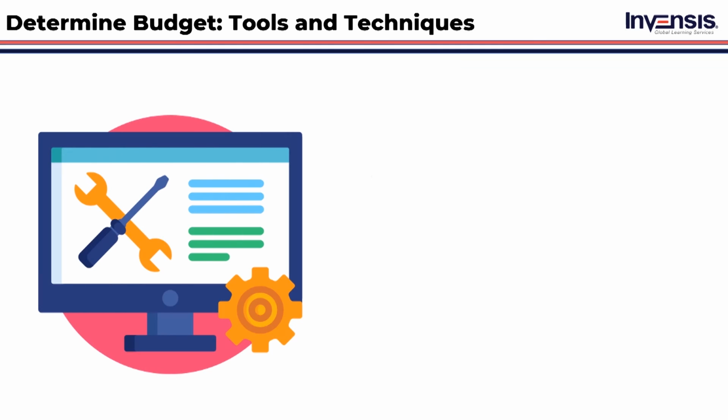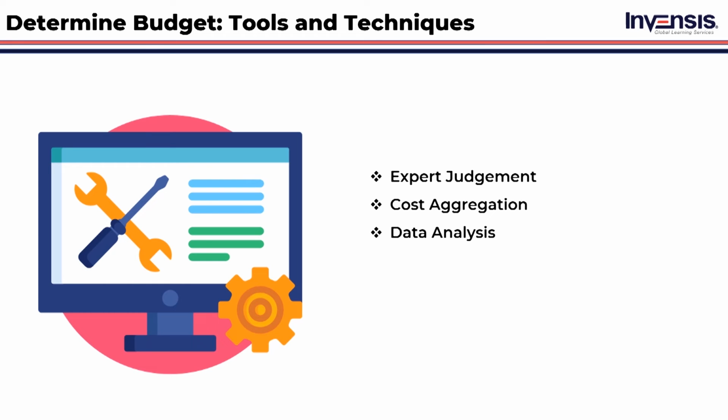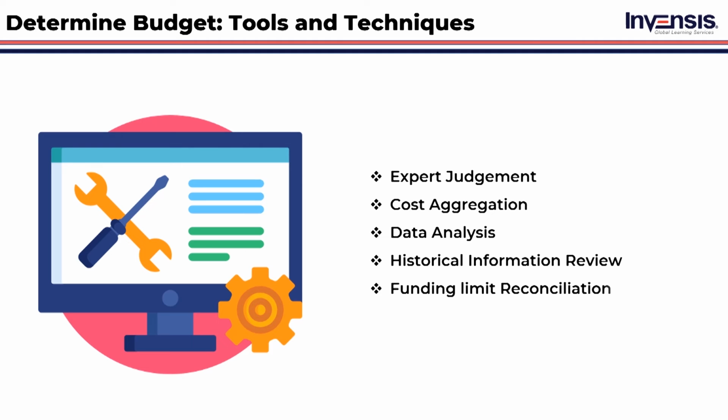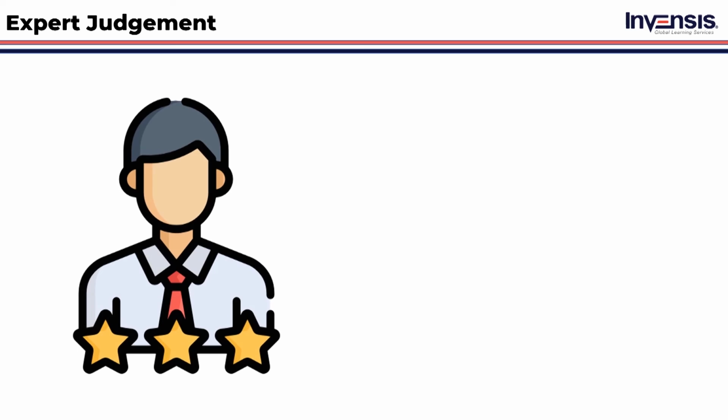The tools and techniques used in determining the budget are: expert judgment, cost aggregation, data analysis, historical information review, funding limit reconciliation, and financing. Now, let us discuss them in detail, starting with expert judgment.